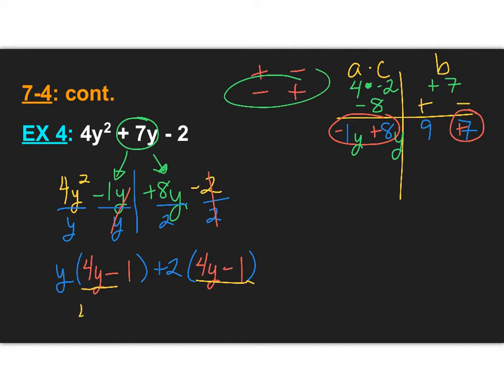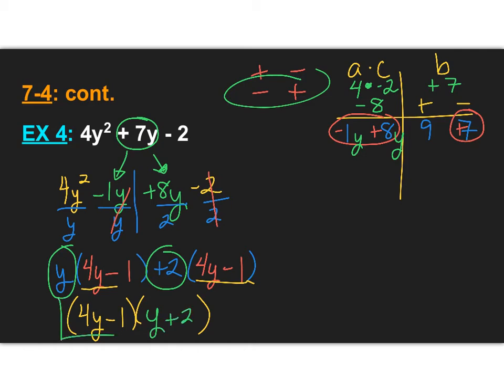So we're going to pull a 4y minus 1 out in front of parentheses, and then what we have left is the y and the plus 2. So they get thrown in the parentheses next door. So 4y minus 1 times y plus 2 is the factoring of what we started with, and it should multiply to get you back there. Next problem.